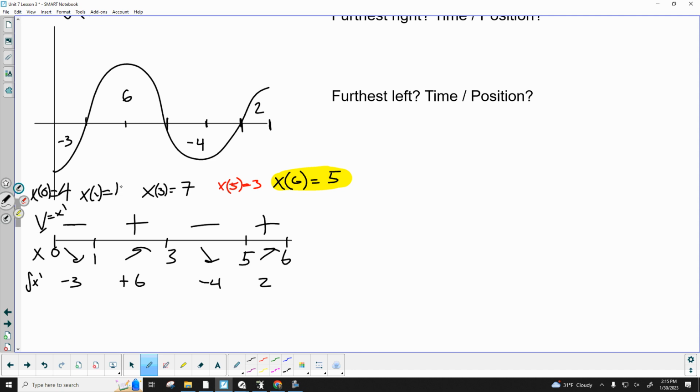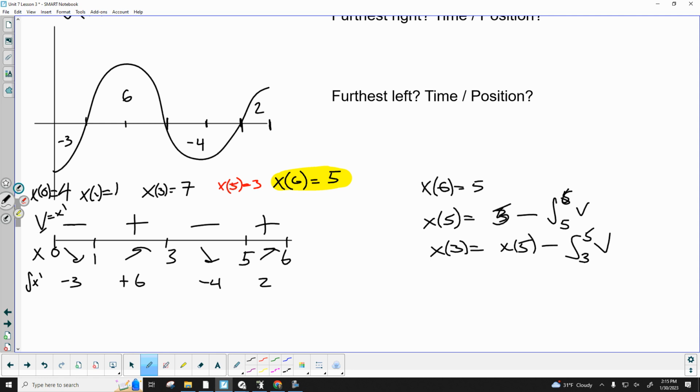It's when your derivative is 0 and it's your endpoint. So, some things to be worried about for the future, for the AP exam. They won't accept the ways that you got these answers like this. You're going to have to show, x of 6 is 5, x of 5 is 3 minus the integral from 5 to 6 of v, and then x of 3 is equal to x of 5 minus. It's annoying that you have to show this, but it's necessary for your AP exam.